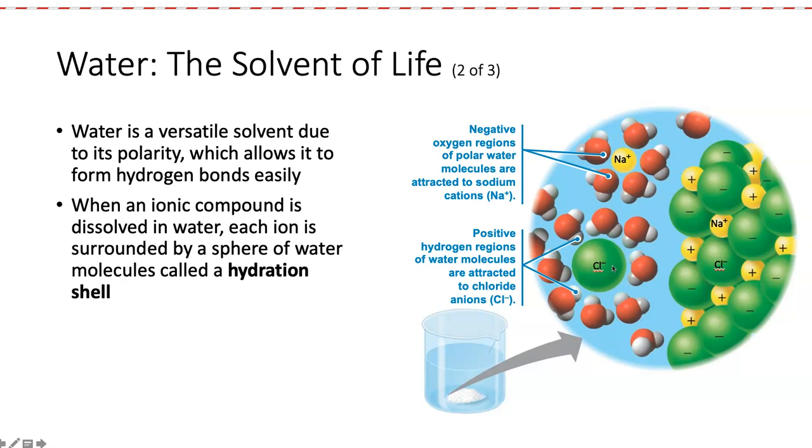So when an ionic compound is put in water, each ion is surrounded by a sphere of water, and we call that a hydration shell. So this is the hydration shell around chlorine, and this is the hydration shell around sodium.